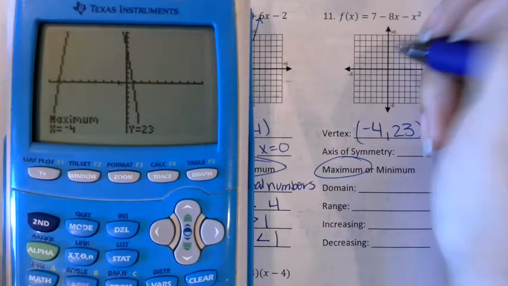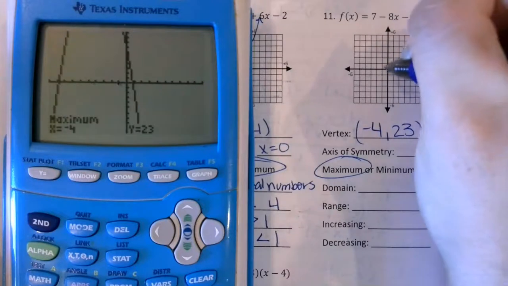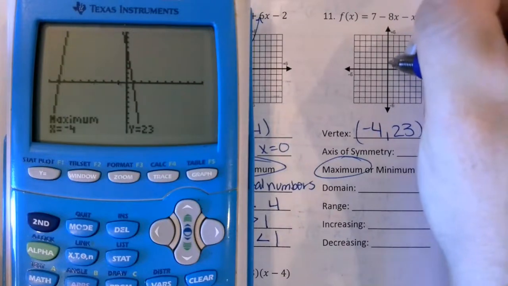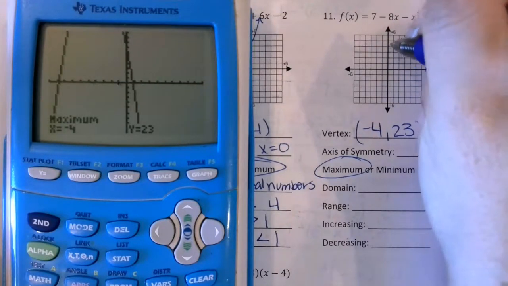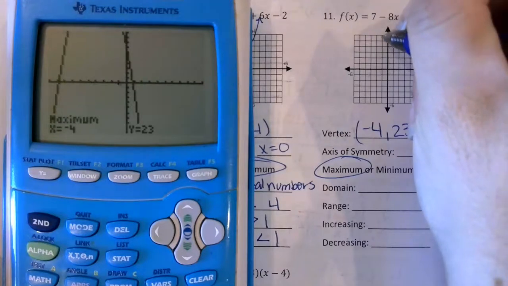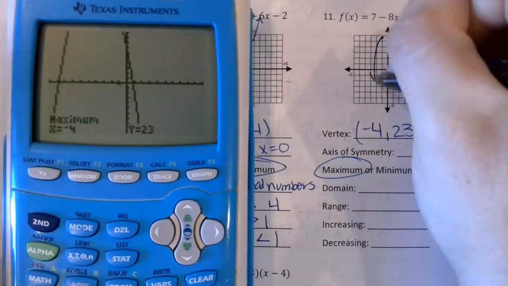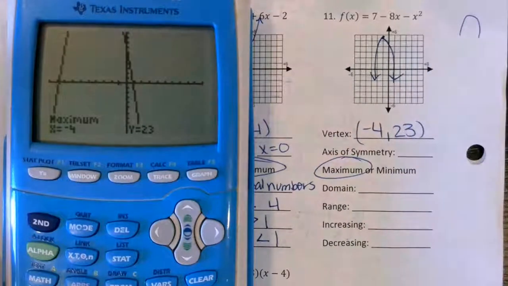So hold on, let me write that down. 1, 2, oh, I'm counting by 4s. So 1, 2, 3, 4, 5, 6. So like right about here. Like that.